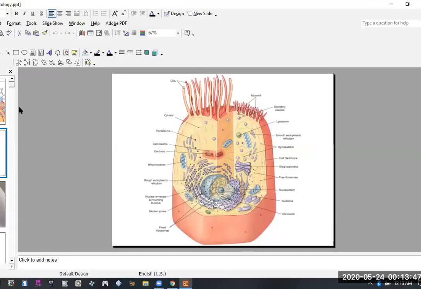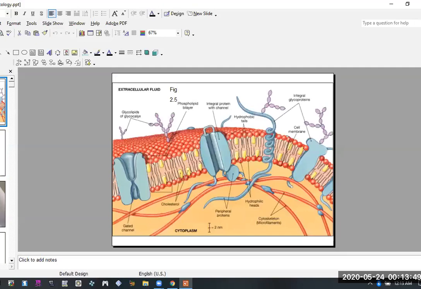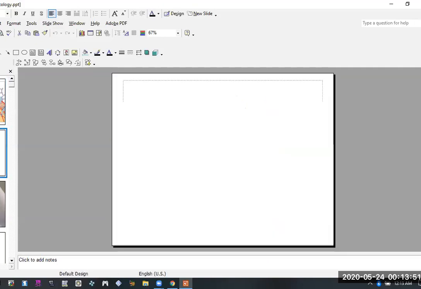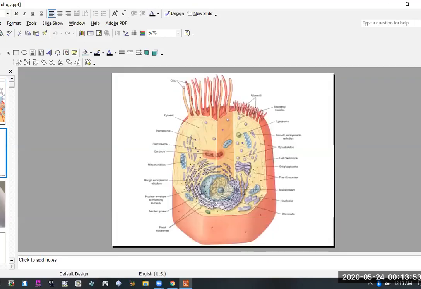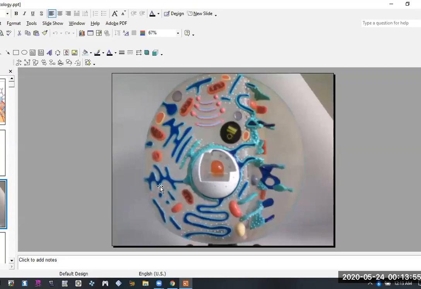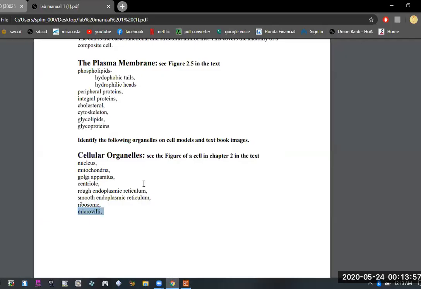So just studying these three images, knowing the features of the cell membrane, and the organelles on the illustration and on the photograph of the model. And that's all of Lab 3.